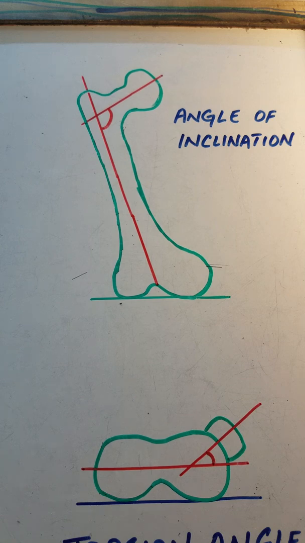The angle of inclination is more in childhood, and as you grow older, this angle decreases. When it comes to the difference in males and females, this angle is greater in males, and because of the wider pelvis in females, it's a much more acute angle, right? So the angle is smaller.